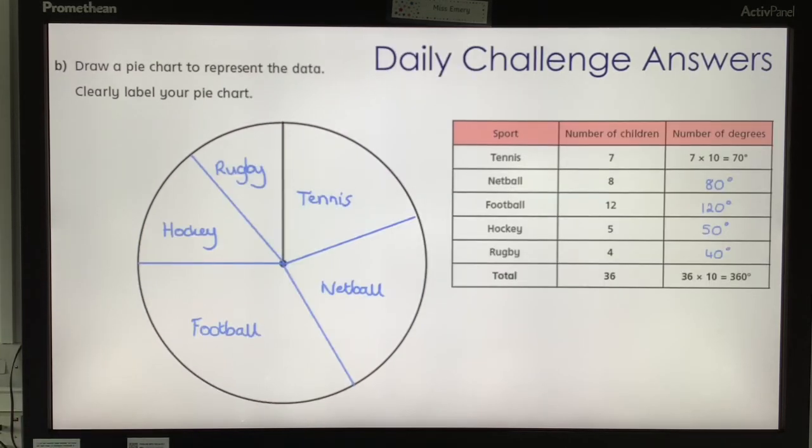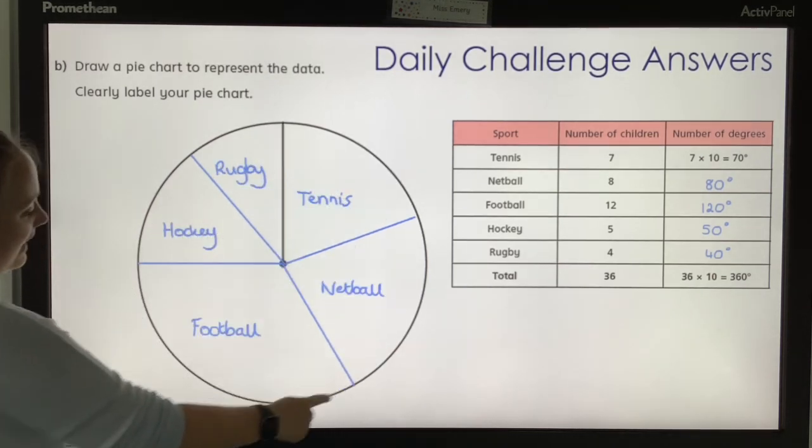So hopefully, even if you didn't have any way of using a protractor, you still worked out the rest of the table. So hopefully you worked out that each child was worth 10 degrees. So netball, there were 8 children, so the number of degrees is 80 degrees. Football, 120 degrees. Hockey, 50 degrees. And rugby, 40 degrees. If you then had a protractor, hopefully you drew a pie chart that looks something like this.